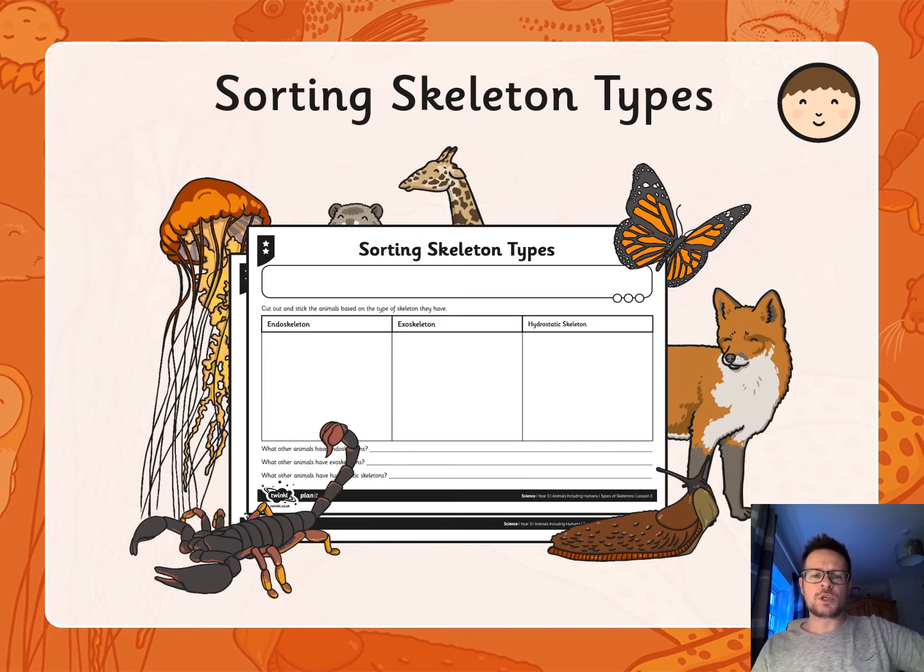Okay, this is the work you're going to be doing today. On the form below, you have this sorting skeleton type table. There are 3 columns for the 3 types of skeletons, and then around the table are pictures of different types of animals. So you can just draw a line to the right box, the right cell on the table. See how many you can get right. I'm looking forward to checking your work.